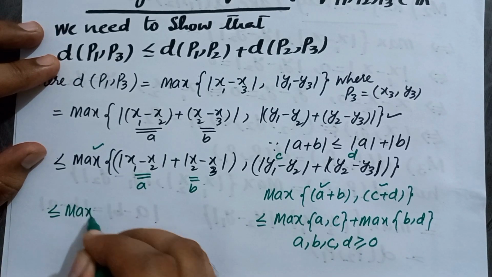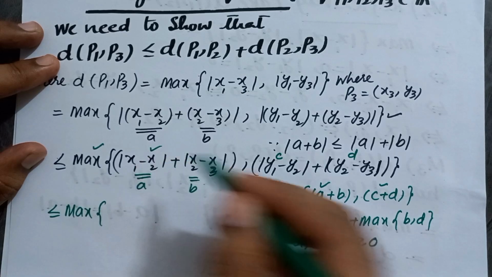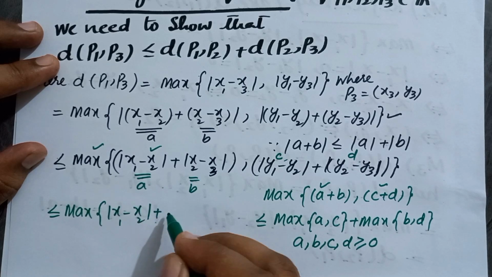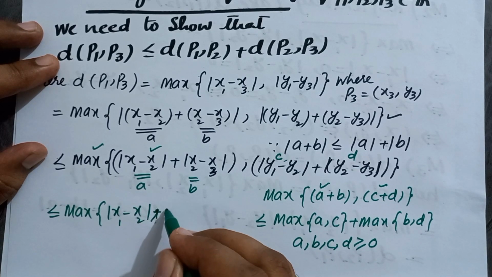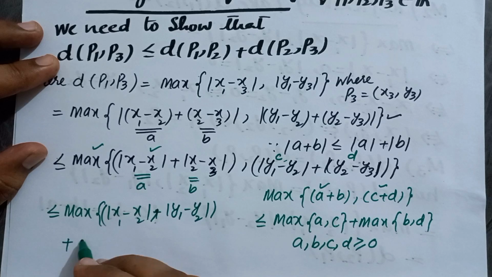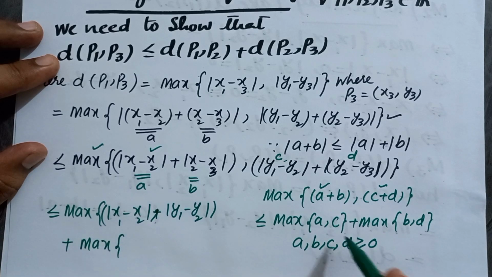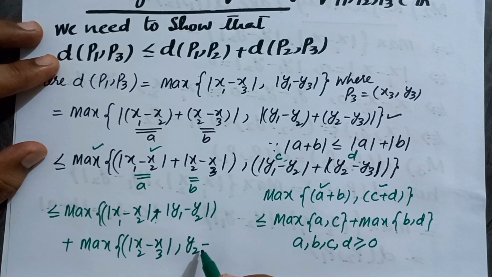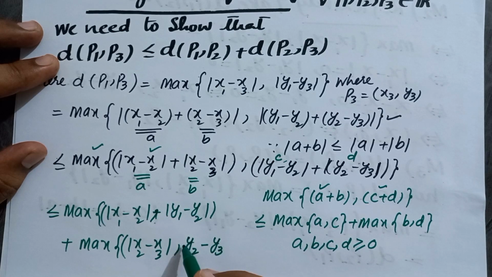By using this property, this can be written as the maximum of a and c, that is absolute x1 minus x2 comma absolute y1 minus y2, plus the maximum of b and d, where b is absolute x2 minus x3 and d is absolute y2 minus y3.